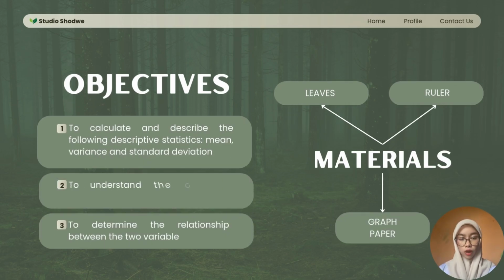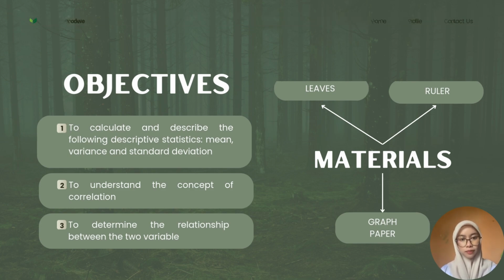Before we begin collecting data, let's look at the objectives. First, to calculate and describe the following descriptive statistics, which are mean, variance, and also standard deviation. It is also to understand the concept of correlation, and lastly to determine the relationship between two variables. In this practical, we only use three materials: leaves, a ruler, and graph paper.